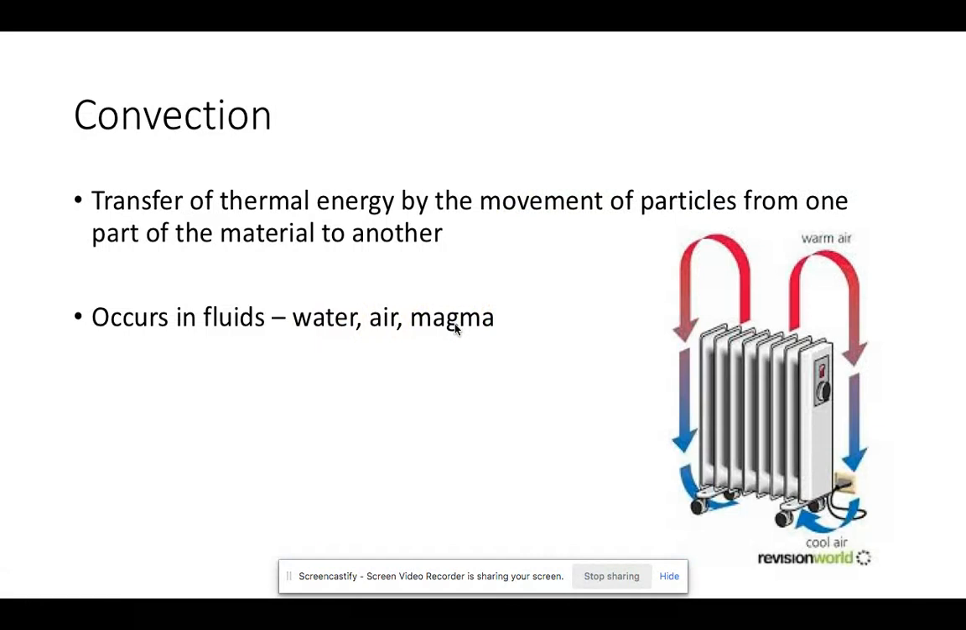Convection is our third type of thermal energy transfer, and this is the transfer of thermal energy by movement of particles from one part of the material to another. And this occurs in fluids like water, air, and magma. Some of you might have old radiators in your house that hot water flows through, where the same principle occurs. I have pipes in my garage floor that hot water runs through and heats up the floor. So older houses have radiators with water in them, or you may have it if you have heated flooring. We have it in our garage.